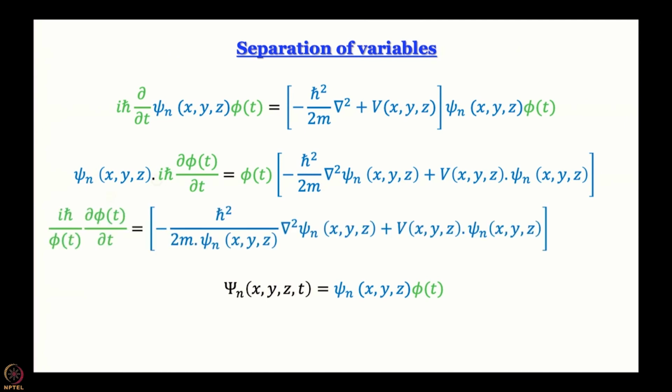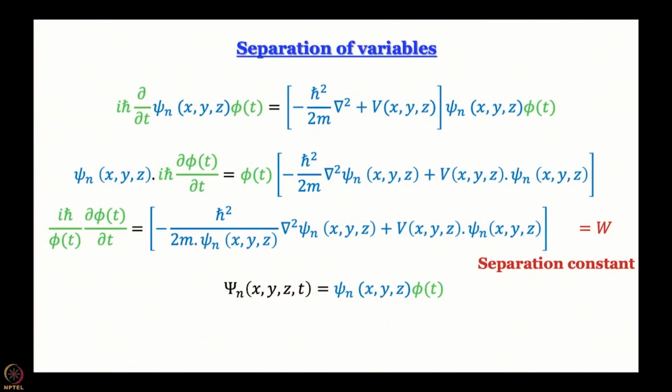Then when we do a little bit of simplification, just dividing by the wave function on both sides, we see the left hand side is completely green and the right hand side is completely blue. The left hand side is purely in terms of time, space independent, and the right hand side is purely in terms of spatial coordinates, time independent. They are equated, which means that both had better be constants, otherwise you cannot equate a space dependent part to a time dependent part. This constant W is called the separation constant.